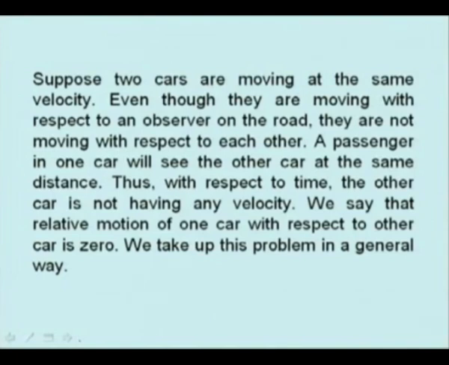A passenger in one car will see the other car at the same distance. Thus, with respect to time, the other car does not have any velocity with respect to the passenger in the car. We say that the relative motion of one car with respect to the other car is 0. We will discuss this problem in a more general way, when the cars may not be moving only in a straight line, but may be undergoing curvilinear motion.